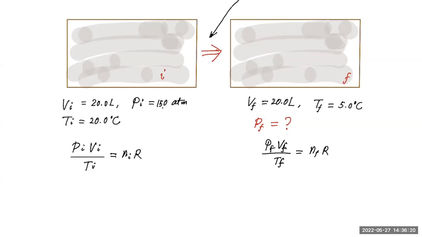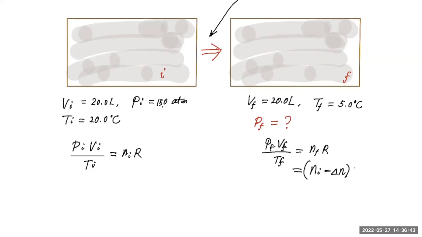In order to find P final, all I need to do is find N final. If I know N final, I can go ahead and solve for P final. Now, N final is not equal to N initial. It is in fact equal to N initial minus delta N. Delta N is the amount of moles of oxygen lost when you release 100 grams of oxygen.